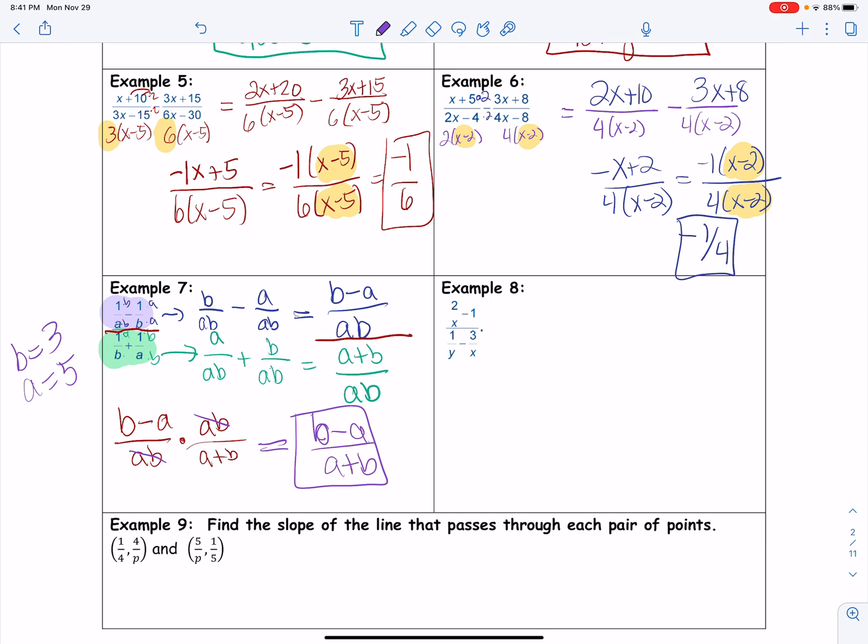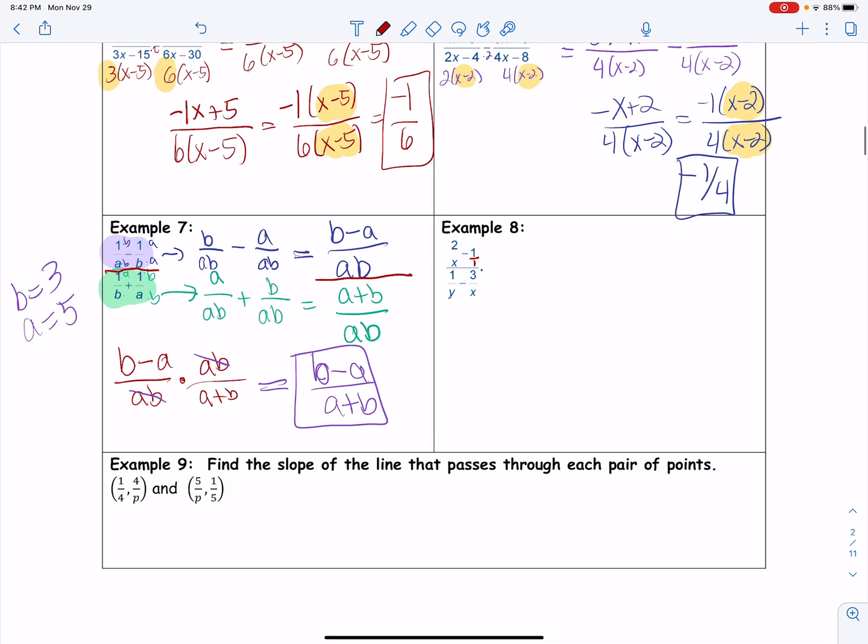So you have to do each fraction separately. Now I want you to pause, but before you do that, I would like to put this over 1 and make it a fraction. So do the whole top, do the whole bottom, and then multiply by the reciprocal. Pause and try it.